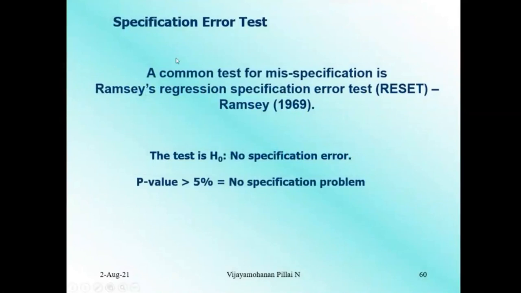Now, what about the testing for the specification error? The test is given by Ramsey, and this is said to be Ramsey's regression specification error test, RESET. So the null hypothesis is no specification error. And if the p-value is greater than 5%, that means our model does not have any specification problem. Remember, I told you earlier, all the model adequacy tests should have a p-value greater than 5%. In that case, our model will be adequate.